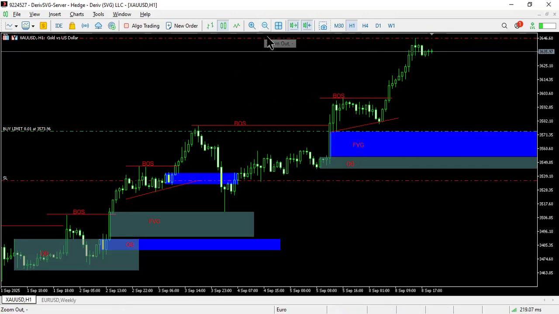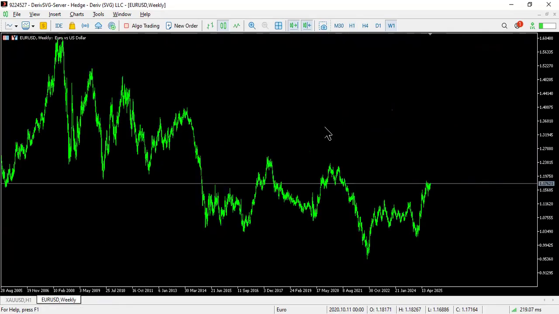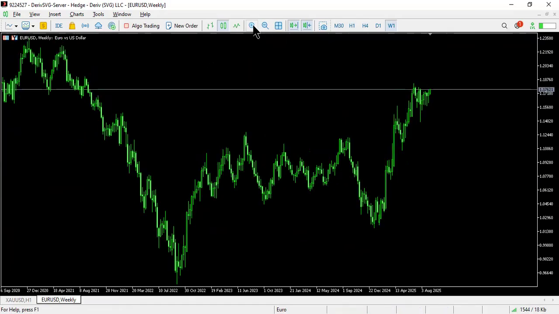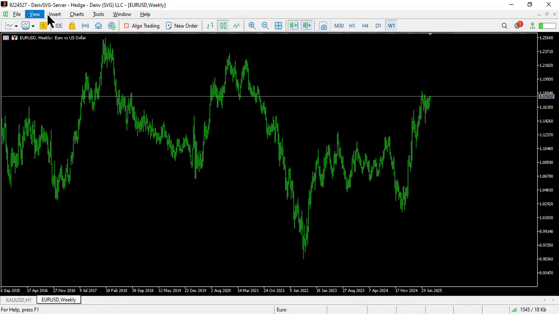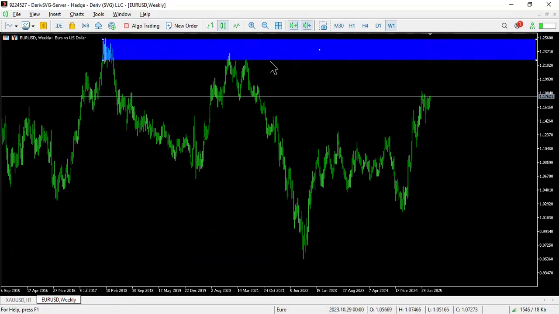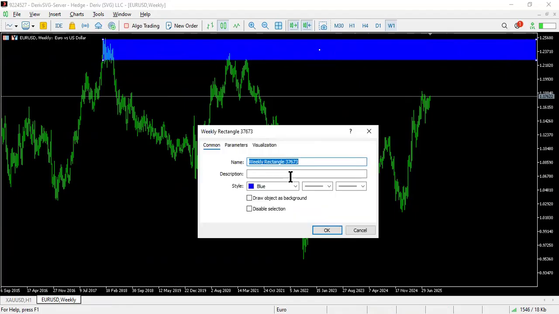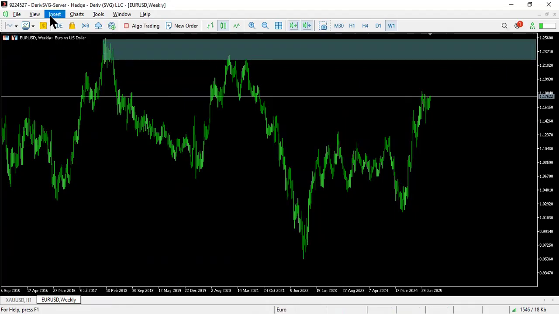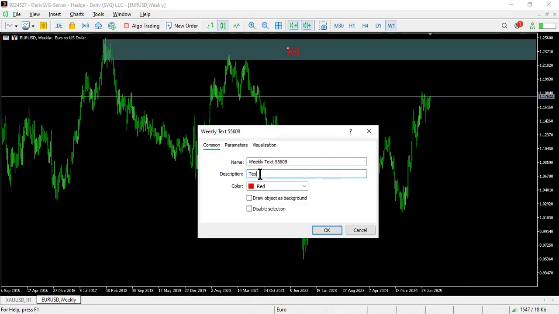That is where I stop my analysis on my entry time frame, which is 1 hour. And then if we go to Euro USD, from the weekly time frame, that is where we start our analysis. We start by marking our supply and demand zones. So that is the supply zone.